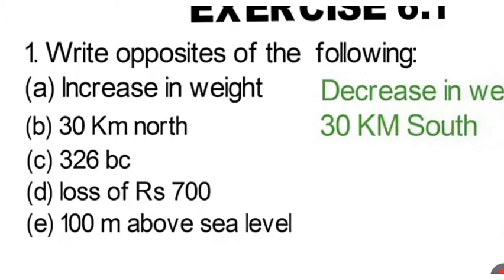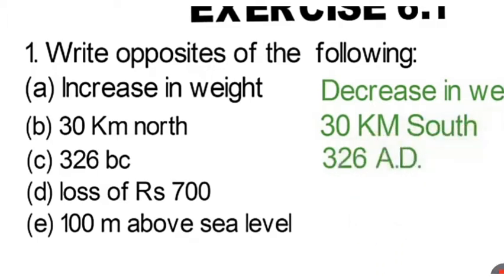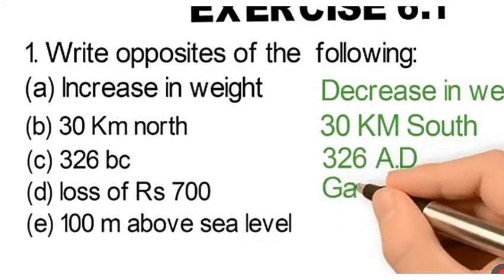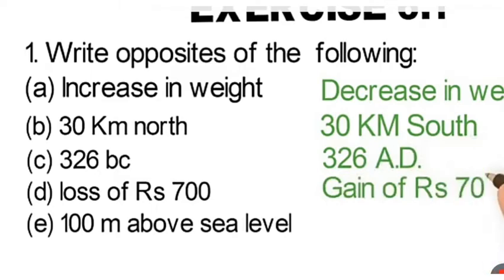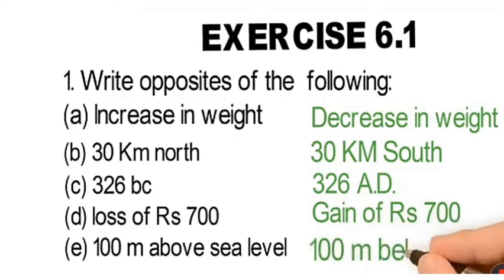Opposite of BC is AD. So, the answer will be 326 AD. Loss of ₹700. Opposite of loss is gain or profit. So, we shall write it as gain of ₹700. 100 meter above the sea level. Opposite of above is below. So, the answer will be 100 meter below the sea level.